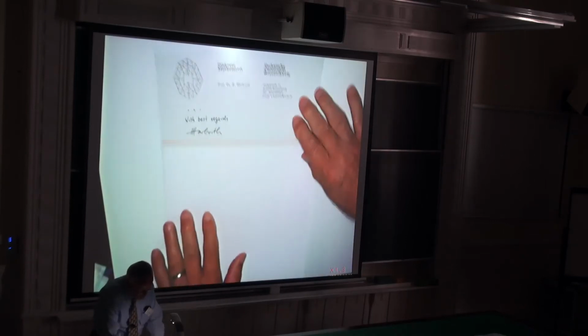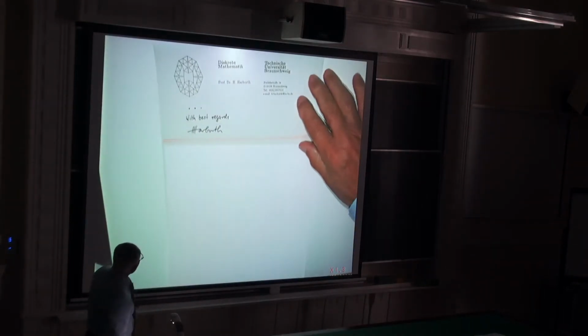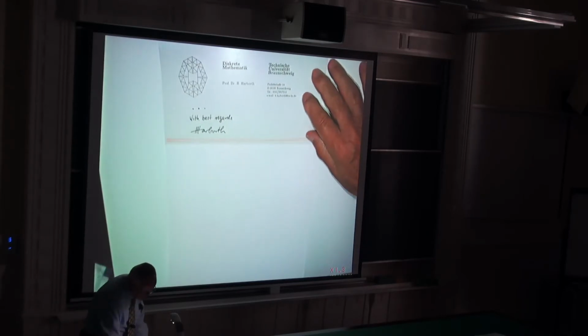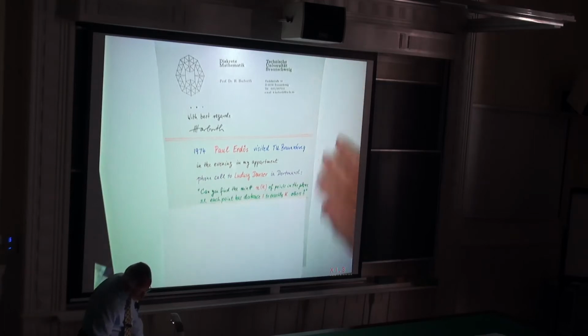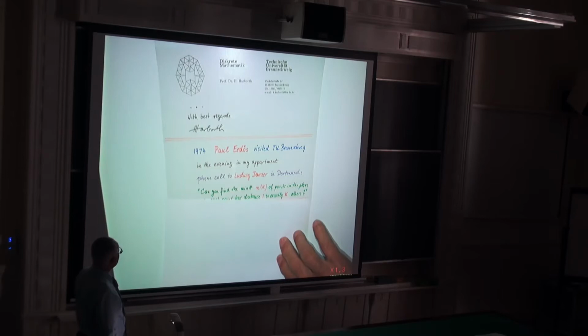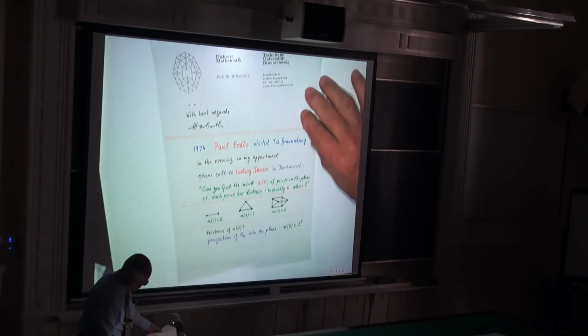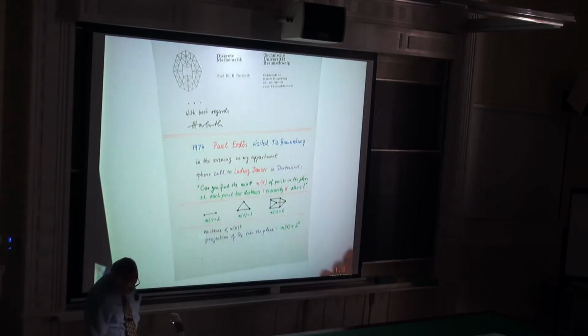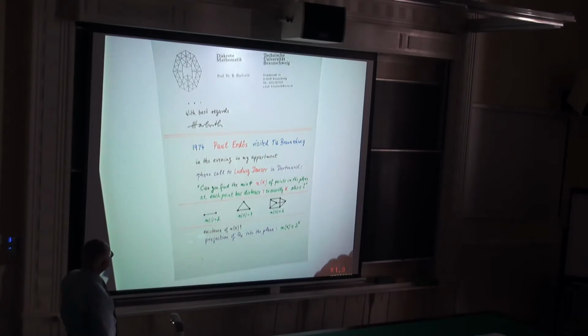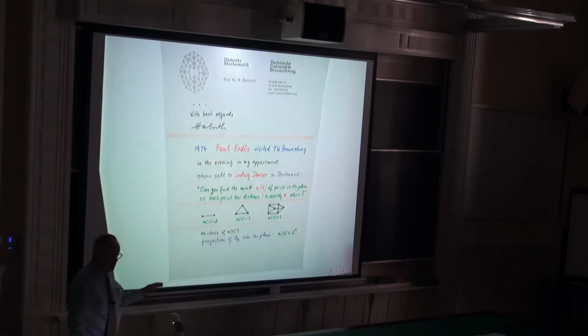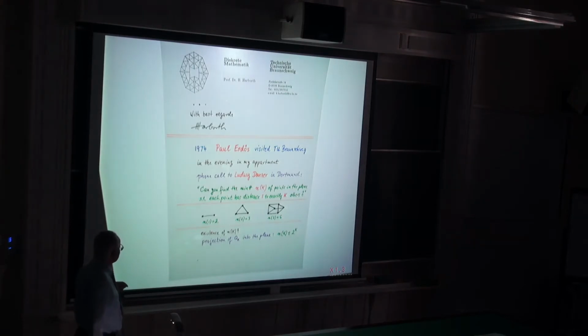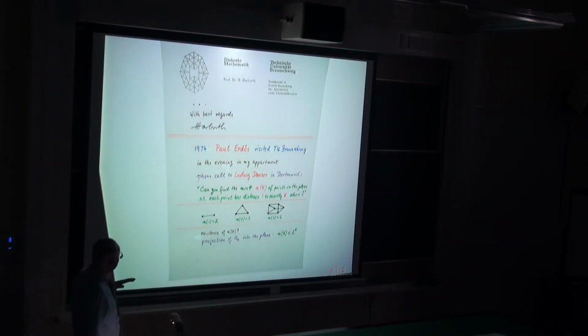So you see, we used this graph as a logo of our mail, and the history, of course, starts as usual with a problem of Paul Erdős. When he visited our university in 1974 and was in the evening in my apartment, he saw a telephone, and the first thing was, can I make a phone call to Ludwig Danzer in Dortmund? And the phone call started, hello, Danzer. And the next sentence was, can you find the minimum number n(k) of points in the plane such that each point has distance 1 to exactly k others?